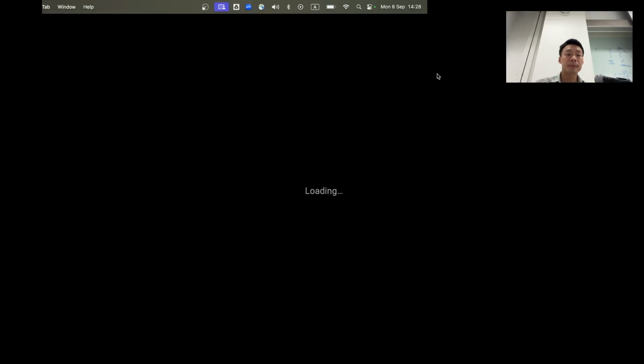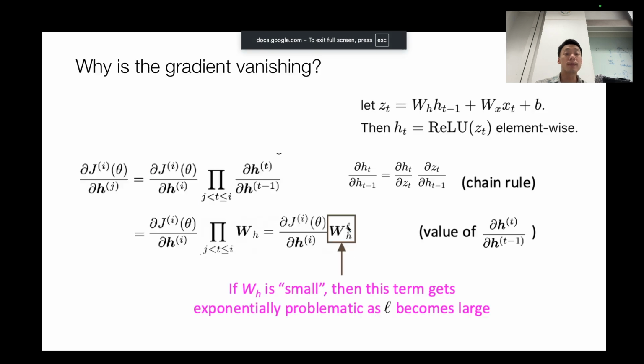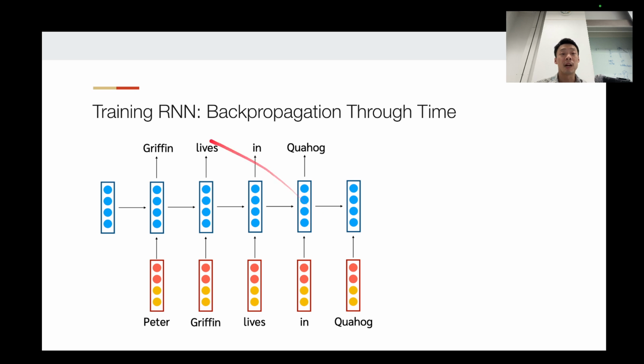Okay, so I hope from this equation you understand why this is a problem if we use backpropagation through time.